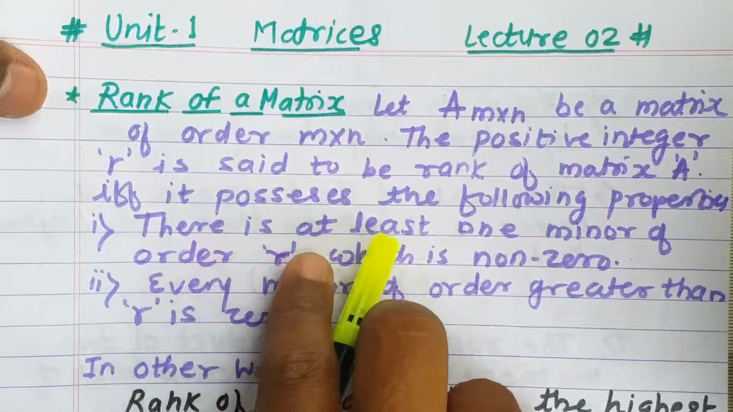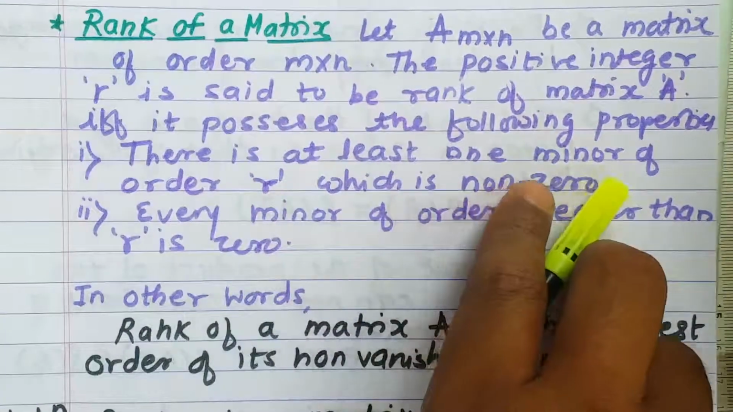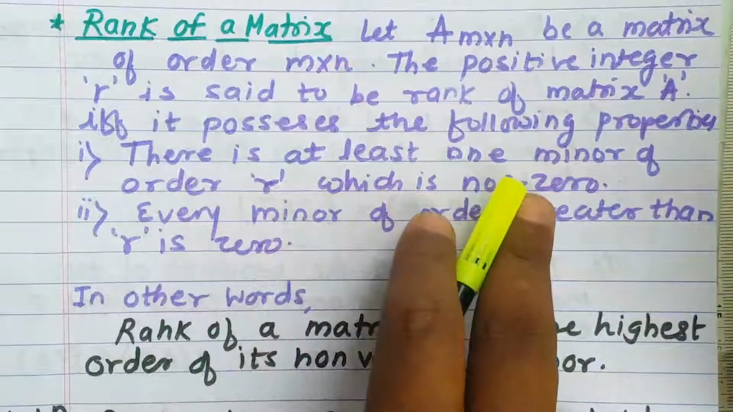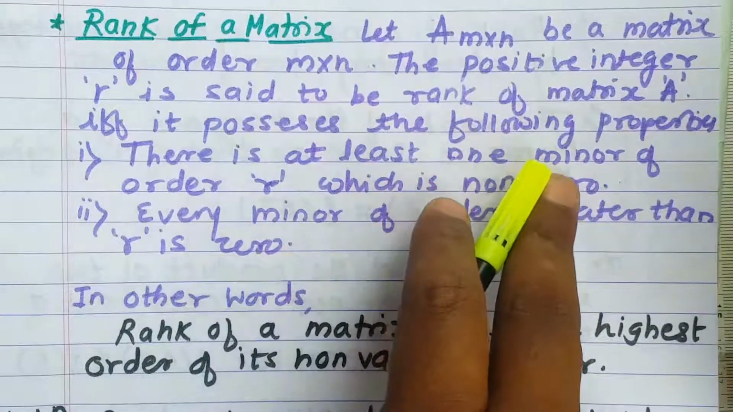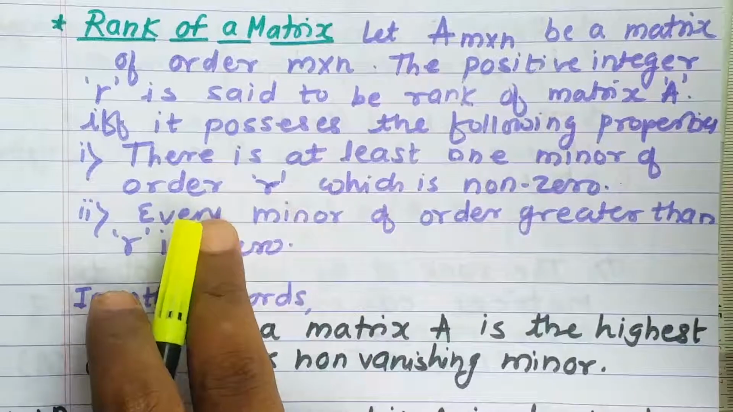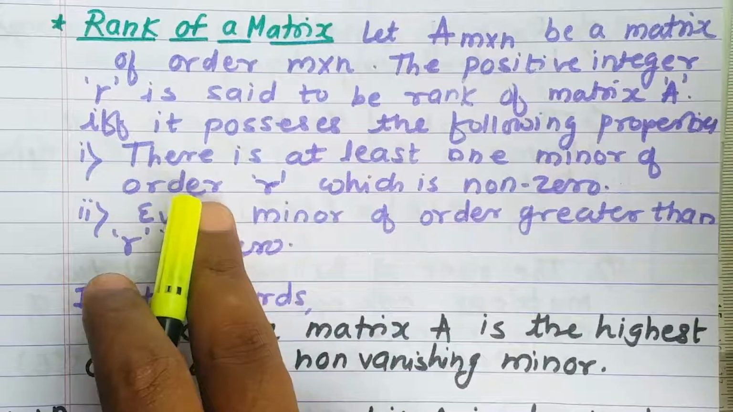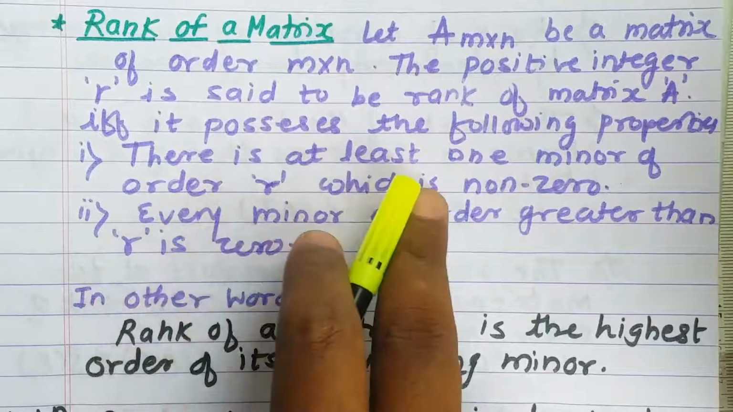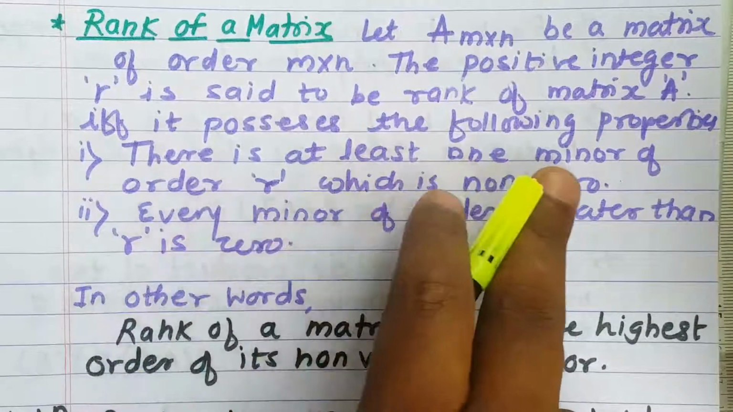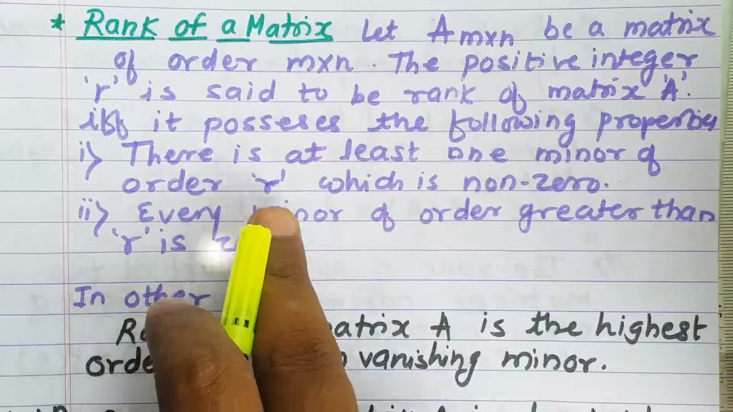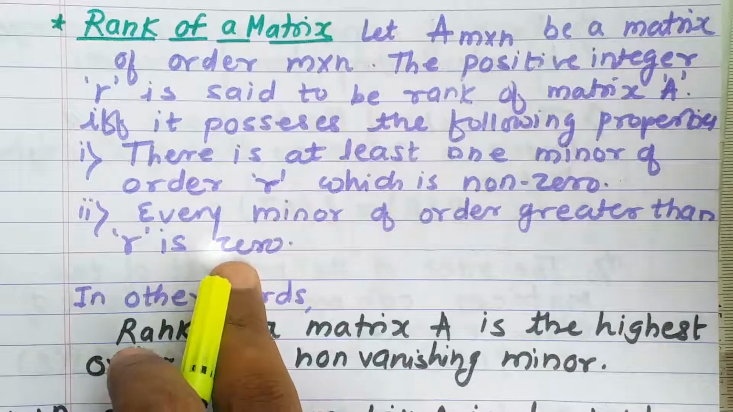The first condition is that there is at least one minor of order r which is non-zero. The meaning of minor is determinant. A minor is some determinant of order r. So in that matrix there must exist some determinant of order r whose value is non-zero, and along with this, another condition it must satisfy: every minor of order greater than r is 0.